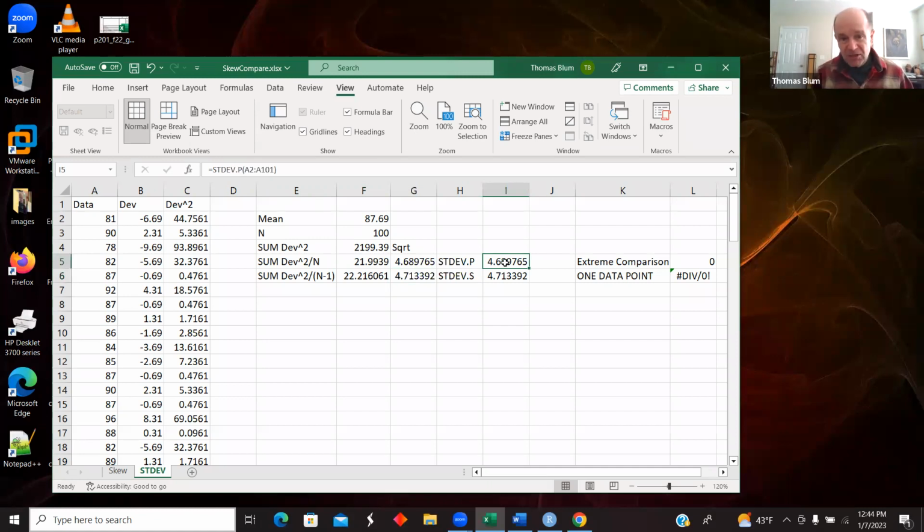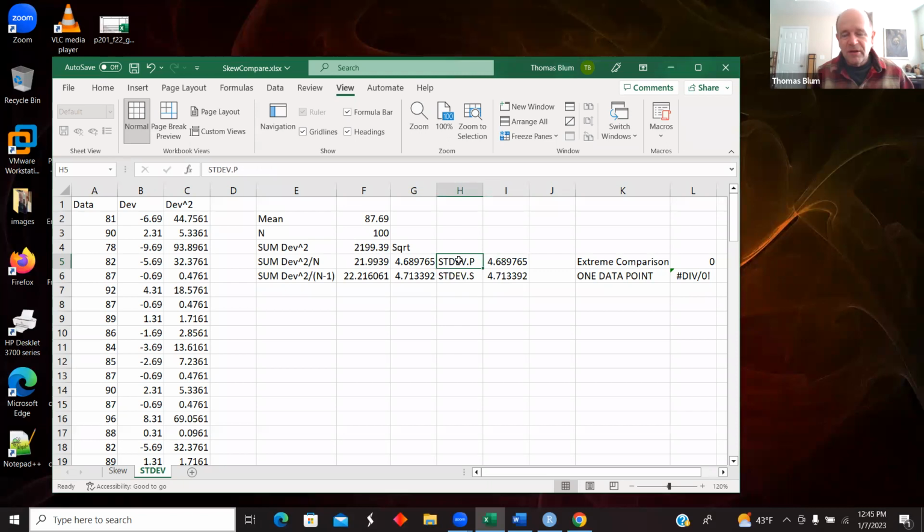Then I'm comparing that to Excel's STDEV.P, the population standard deviation, and STDEV.S, the sample standard deviation, and we see that I'm getting agreement to 6 or 7 decimal places. So these are the same. This is indeed the calculation that gives STDEV.P, and this one with the n-1 is the definition that gives STDEV.S.